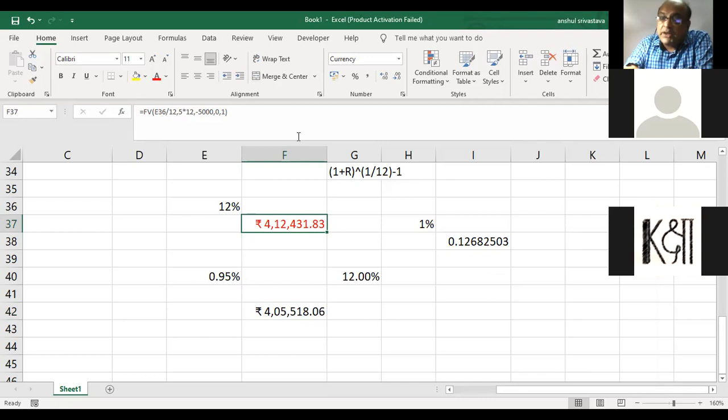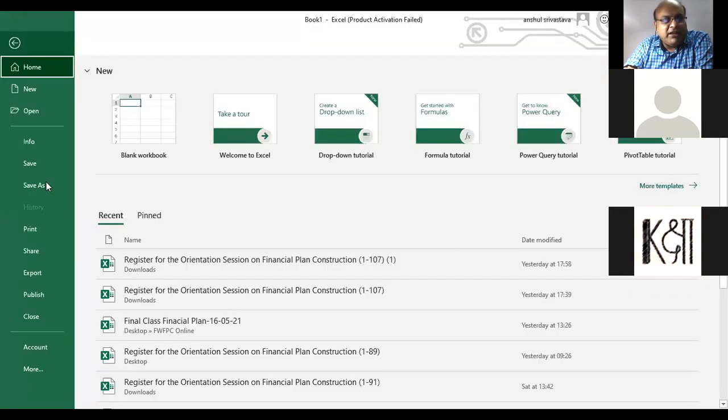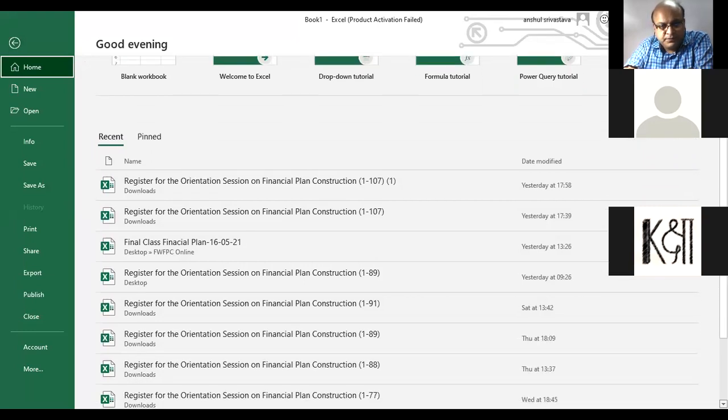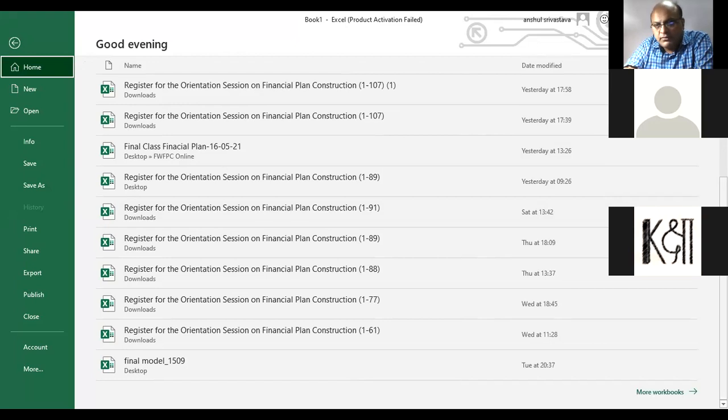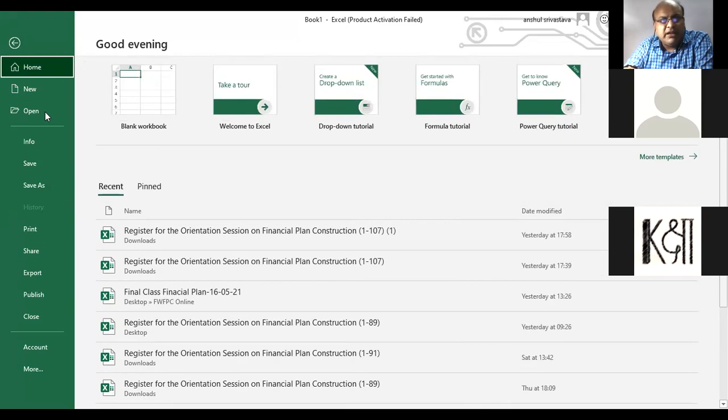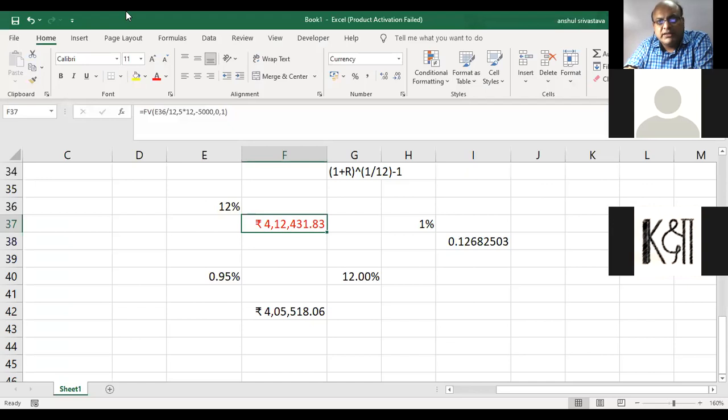Clear with this? So in the financial plan that we will be making, you will observe, let me show you that sheet, the financial plan that I was talking to you about yesterday.